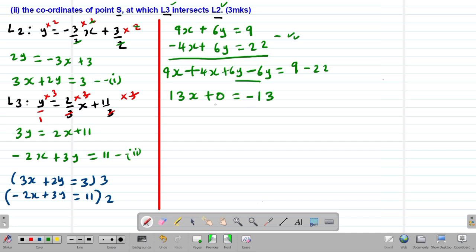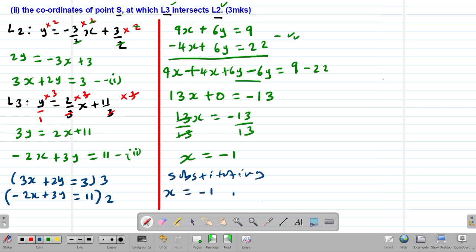I can rewrite this as 13x being equal to negative 13. Then divided by 13, divided by 13. So x will be equivalent to negative 1. Then I'll say substituting x is equal to negative 1, let me substitute in my first equation.